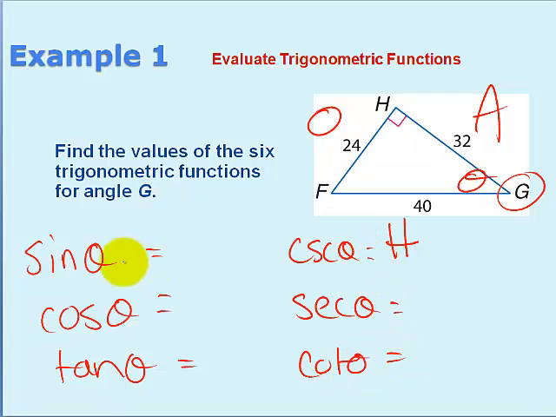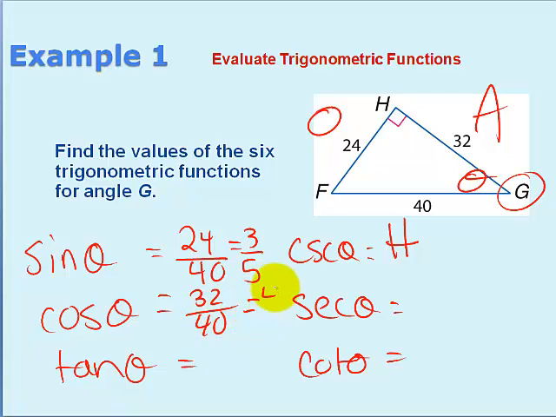So if we can find the first 3, sine is opposite over hypotenuse, so 24/40. And then we do want to simplify that, 3/5. Cosine is adjacent, so 32 over hypotenuse, which is 40, which would simplify to be 4/5. Tangent is opposite over adjacent, so 24/32, which simplifies to be 3/4.